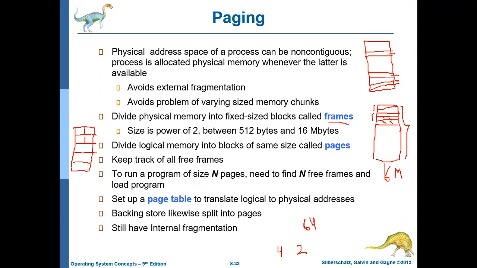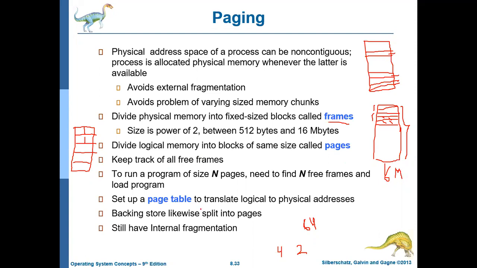To run a program of size n pages, need to find n free frames and load the program. If you want to load a program that has n different pages, n different blocks will be there. So you need to have at least n different frames that must be free in your memory, because page size and frame size are the same. If you want to place 6 different pages, you require 6 different frames.